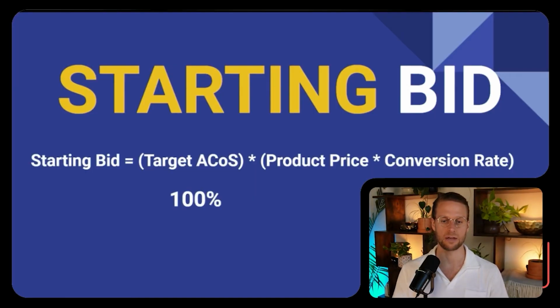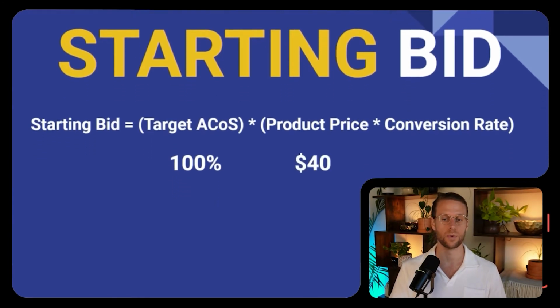So here's what that looks like. If my target ACoS is 100%, say I was selling a $40 product and I wanted to spend $40 in ads to sell that $40 product. Obviously, this is not ideal. You want your ACoS to be much lower than that, but some brands that are being super aggressive might actually be okay with this for a short period of time while they're gaining traction. And this is just to make the math simple for you guys. So my target ACoS is 100%. My product price is $40 and my conversion rate is 10%.